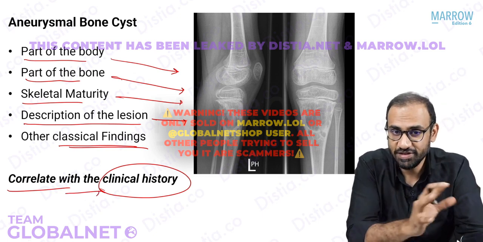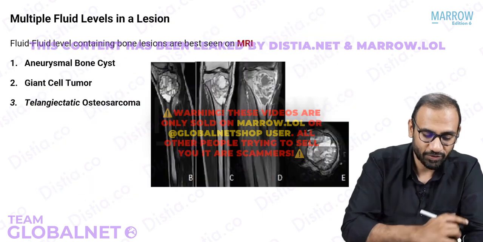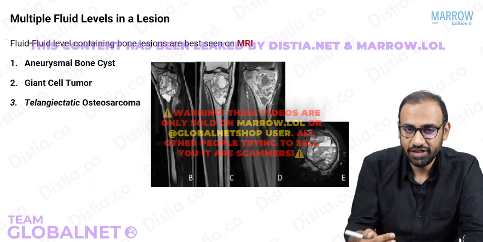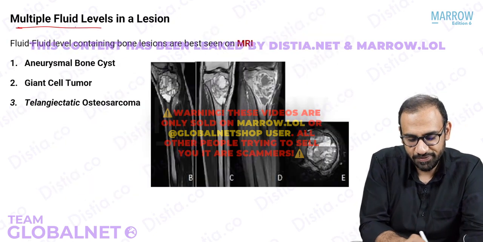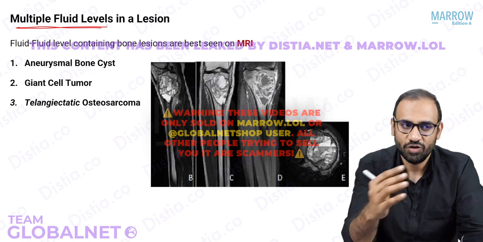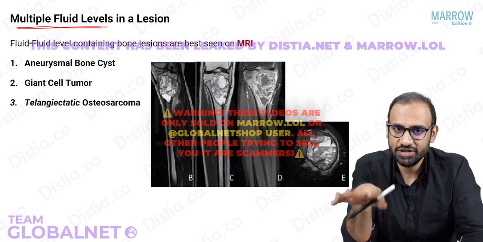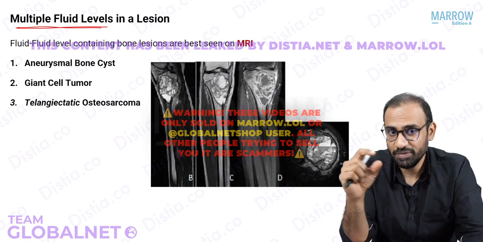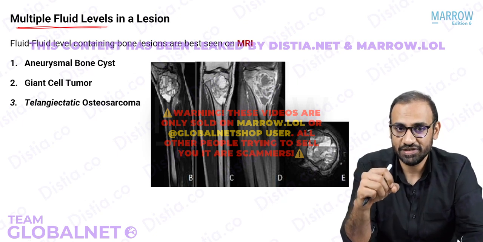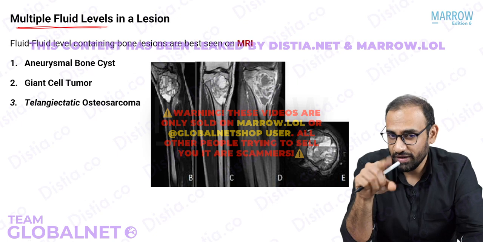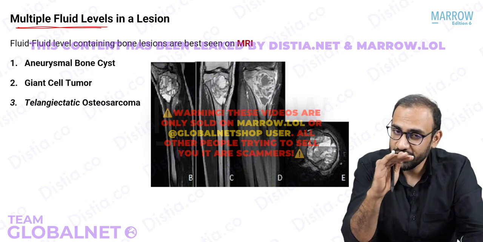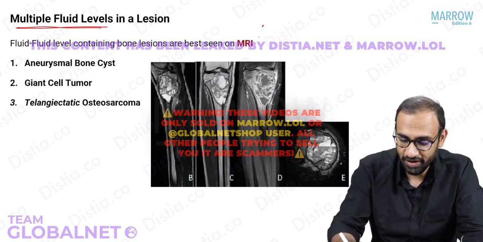Okay? Right? This is how you work it. Now, the next thing that I want you to know is there are certain lesions that give you multiple fluid levels. So obviously when there are multiple fluid levels in a lesion, it means that there are multiple cavities, so multiloculated lesions. So what are these lesions that have multiple loculations and will give you multiple fluid levels on MRI?